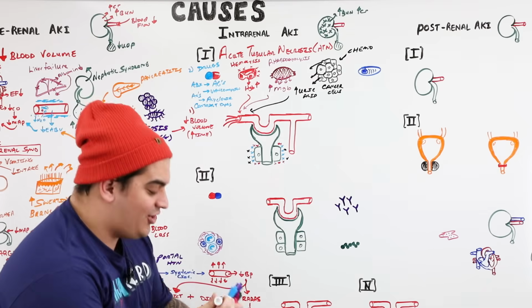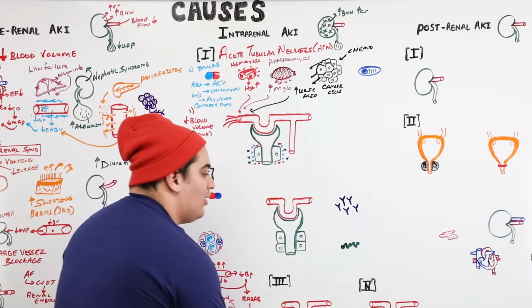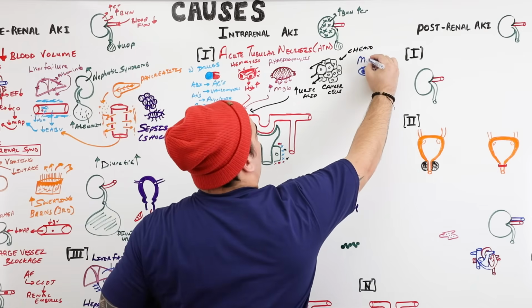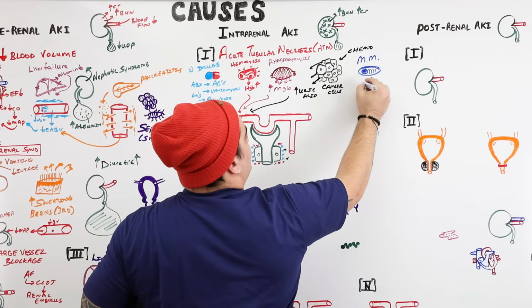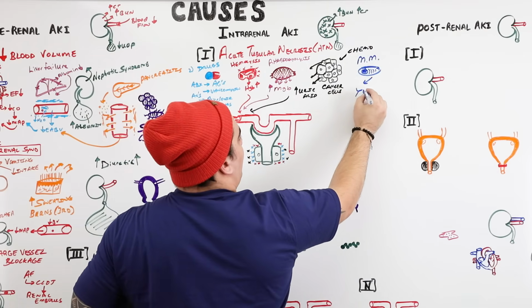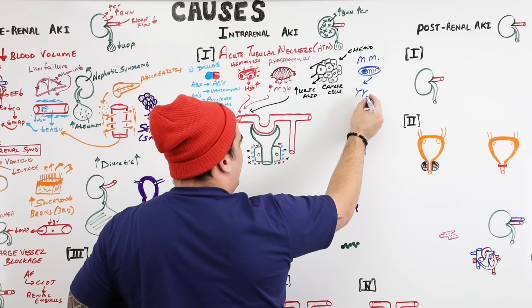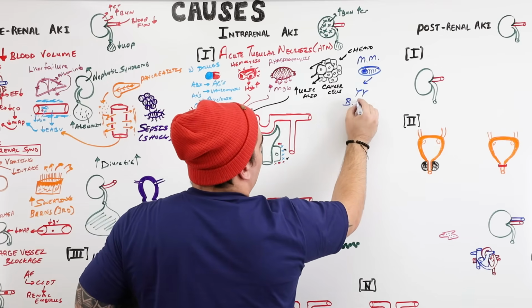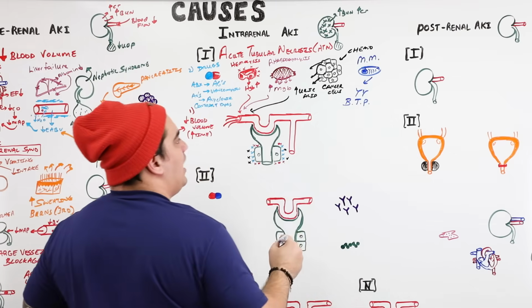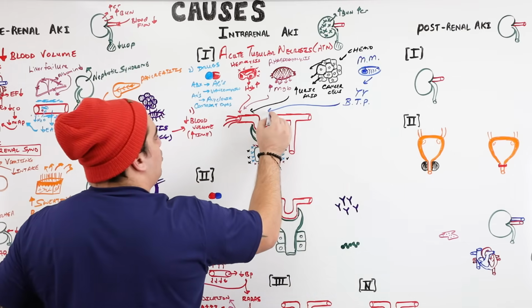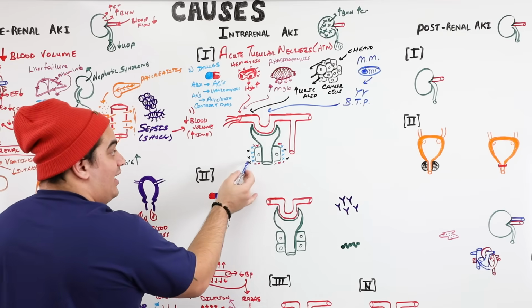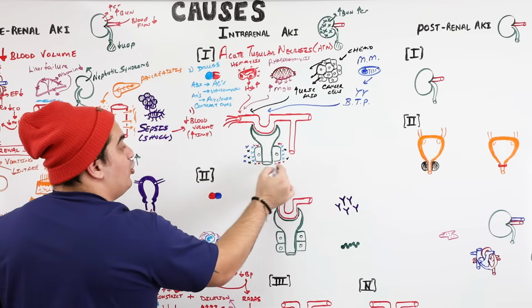Another condition is called multiple myeloma. Multiple myeloma is whenever you have these plasma cells, and these plasma cells produce tons of proteins. One of the proteins that they produce is called Bence-Jones proteins. These Bence-Jones proteins get taken through the blood to these tubular cells within the kidney and cause direct injury to the tubular cells.